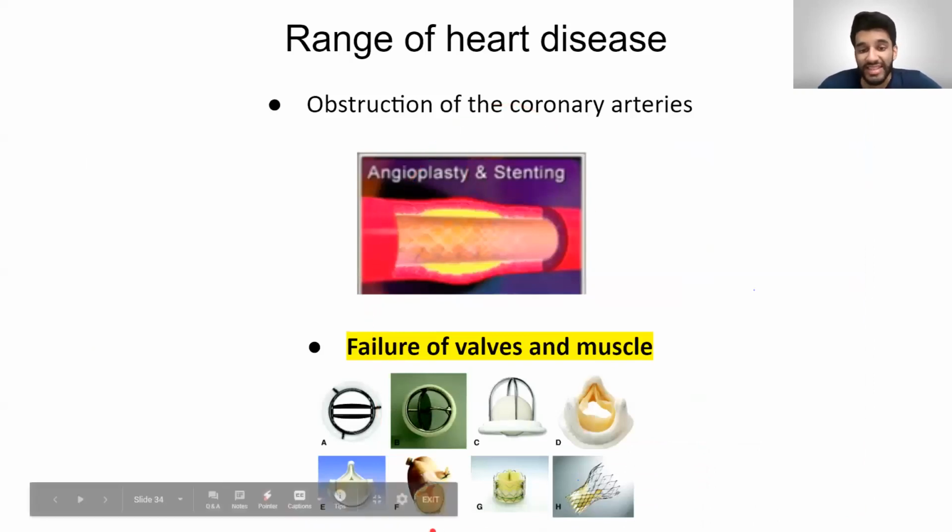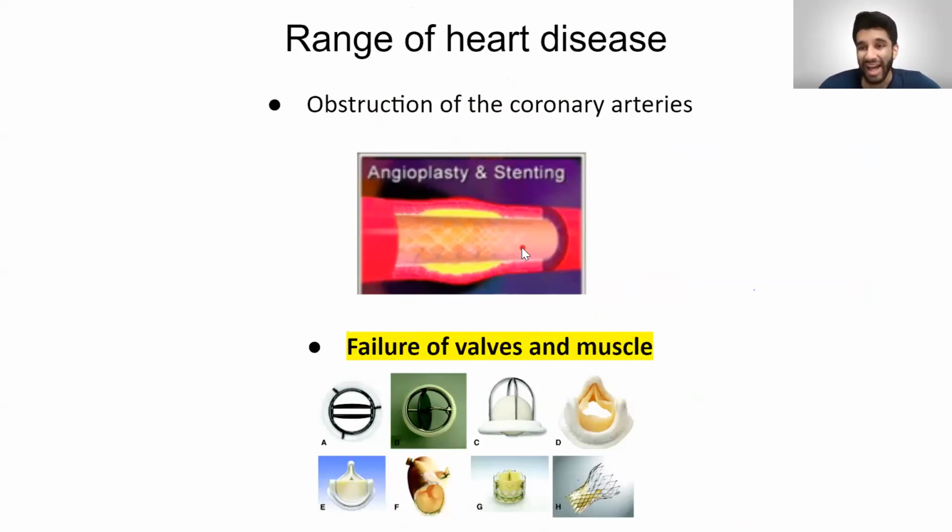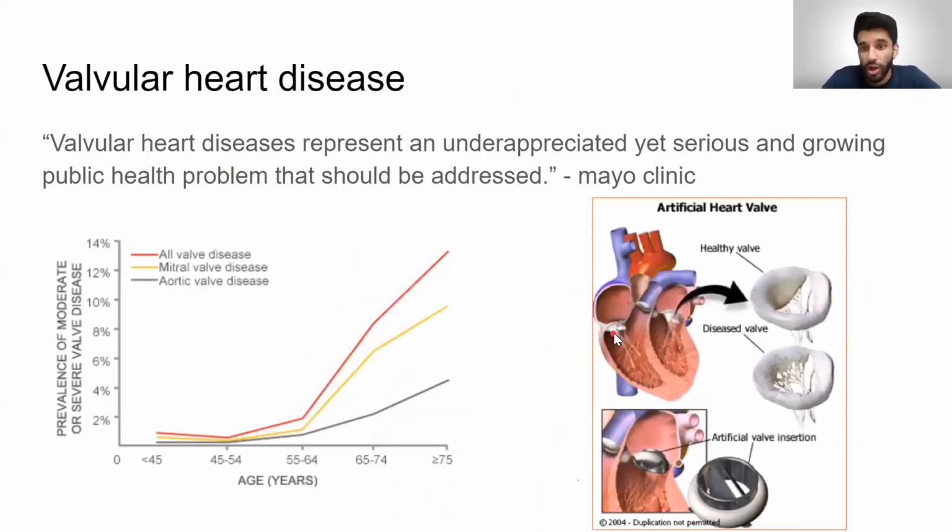And then the second thing that we might encounter for our patients is the failure of valves and muscle tissue. First we talked about obstruction of the coronary arteries, arteriosclerosis and atherosclerosis, where we see either plaque buildup or constriction and we need stents. But now another issue can be with the valves themselves, which can also cause a heart attack. So valvular heart disease. These are all less important, but this is just to give you a scope of how big this issue is.